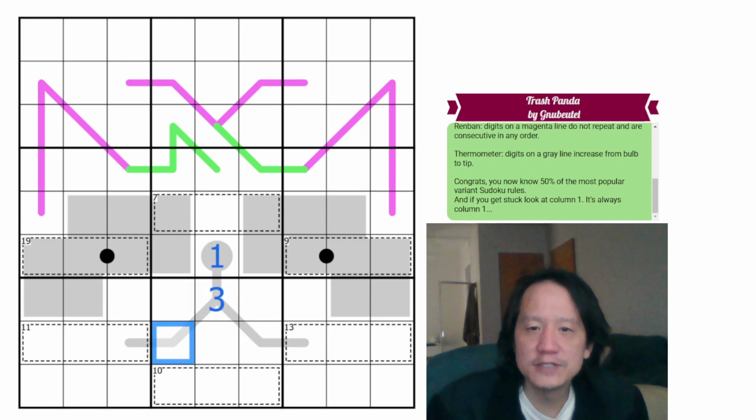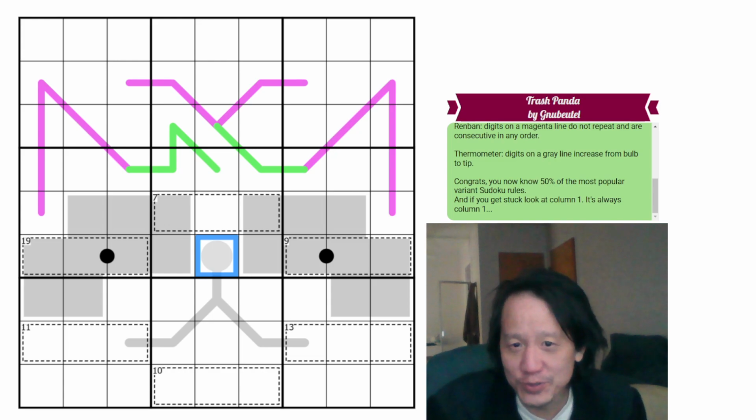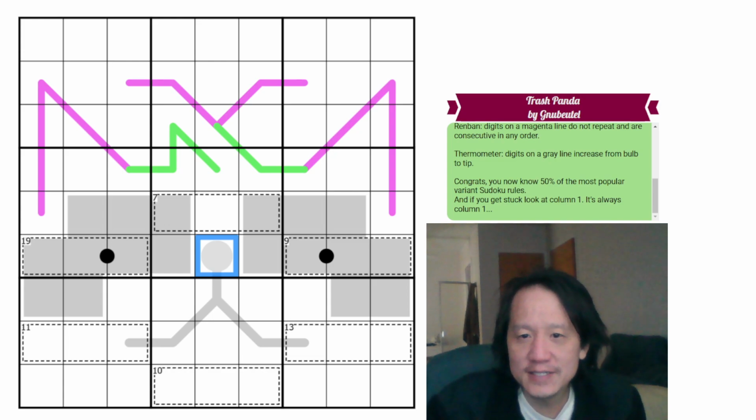And congrats, you now know 50% of the most popular variant Sudoku rules. And if you get stuck, look at column 1. It's always column 1.